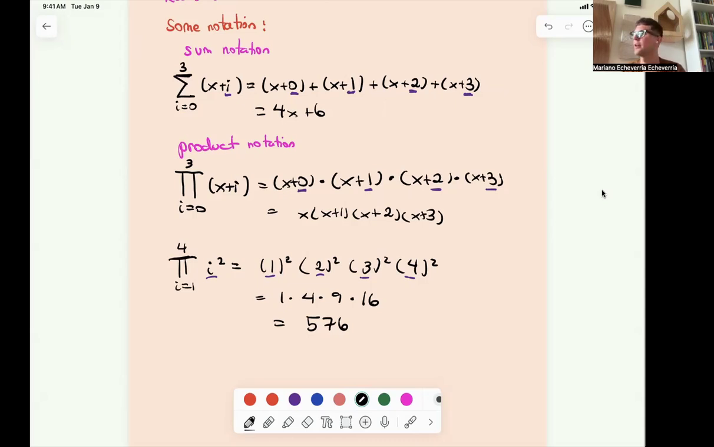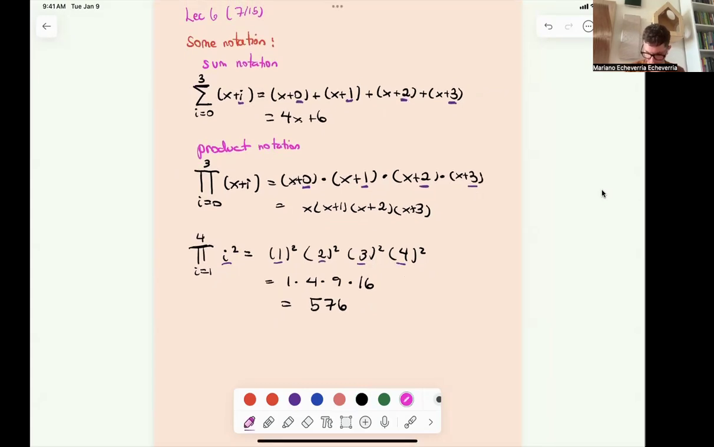Okay, and the other thing in terms of notation before I write down the formula is the Kronecker symbol, which is maybe another thing that's convenient to have around as well.